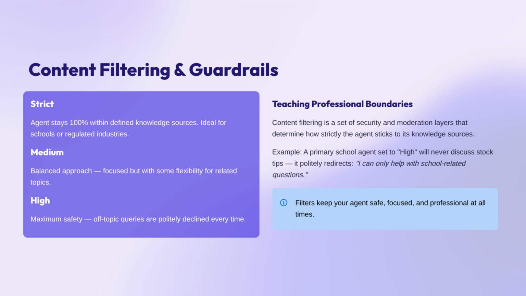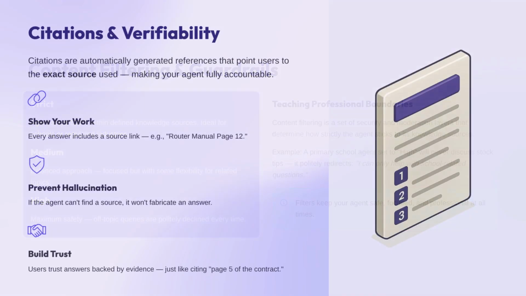Well, that brings us right into our next step, which is citations and reference links. This brings us to citations and verifiability. The technical documentation defines citations as automatically generated links or references that appear alongside a generative answer, pointing the user to the exact source document or web page used to create the response. In plain language, it is showing your work. This is the secret to building trust.